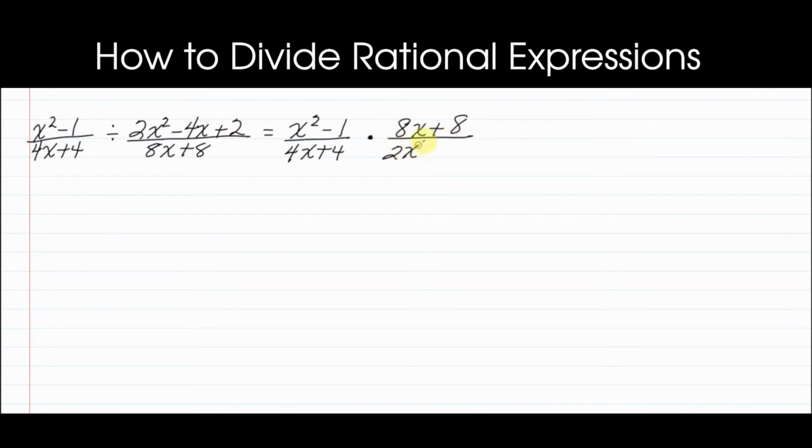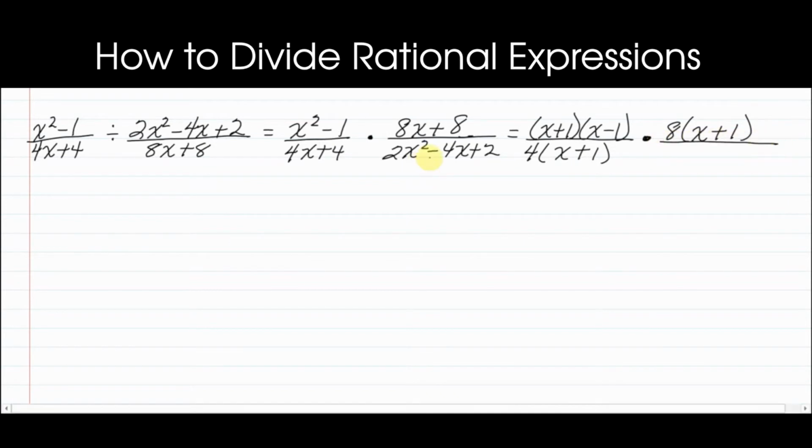And next we want to factor completely. So this x squared minus 1 factors into the difference of two squares, x plus 1 times x minus 1. The 4x plus 4, we can factor out a GCF of 4, and we're left with 4 times x plus 1. Likewise, with the 8x plus 8, we can factor out a GCF of 8, and we're left with 8 times x plus 1. Now, this expression will take a little bit of work.